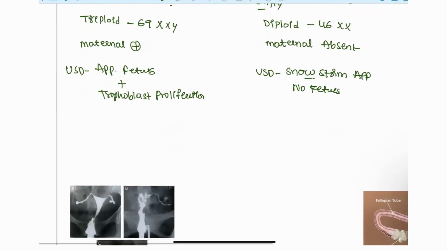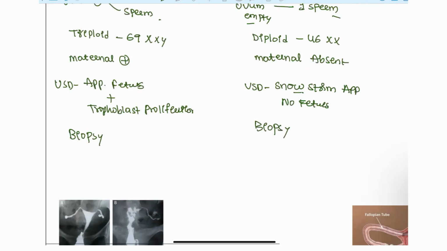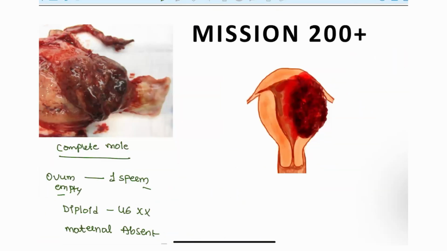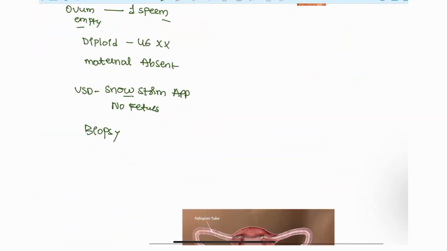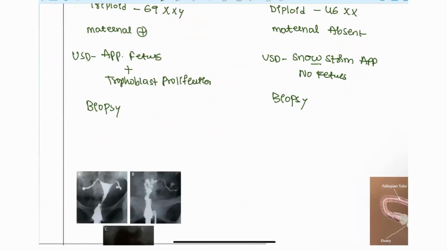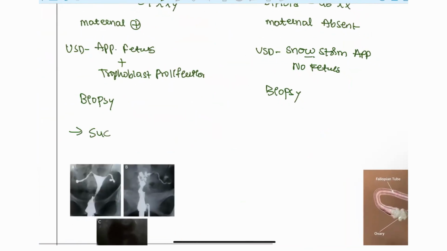And what is the gold standard for this? Biopsy is the best one. For both patients, biopsy is the only procedure that we can do. Next, how are we going to treat this patient? First thing, the management is always going to be suction and evacuation. Here also it is going to be suction and evacuation, right? But if the patient is more than 40 years and the family is already completed, then we can go for hysterectomy.